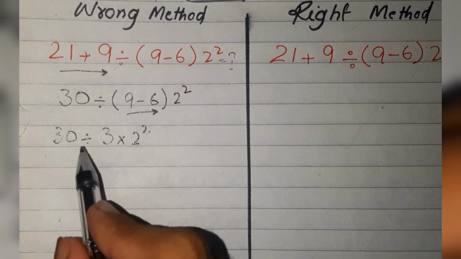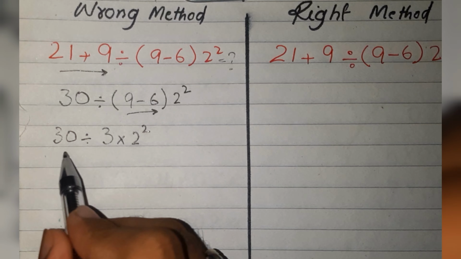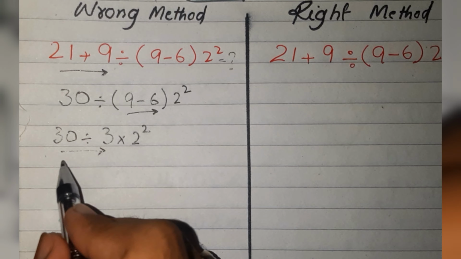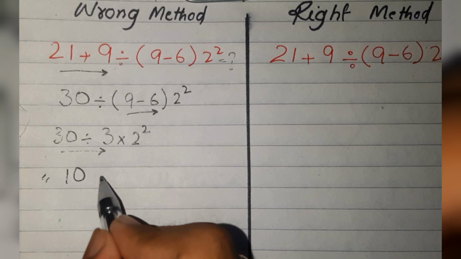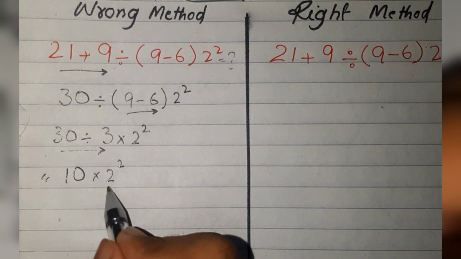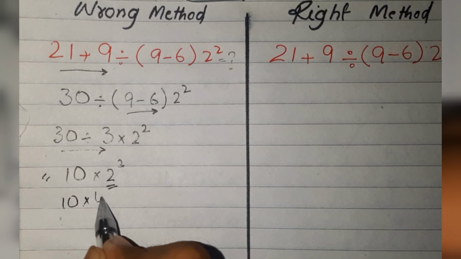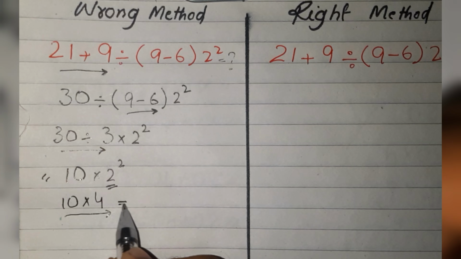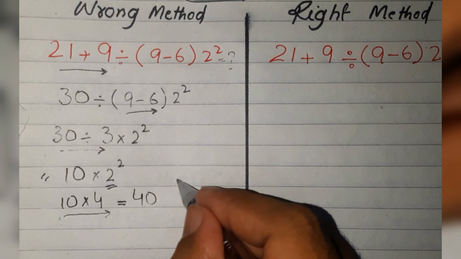Now here there is division, multiplication and exponent, but many people solve the division first, 30 and 3. So instead of this expression, it gives us 10 times 2 squared. Now they do the exponent. It means 10 times 4, and finally they do multiplication between 10 and 4, which gives us 40. But absolutely this answer is wrong.